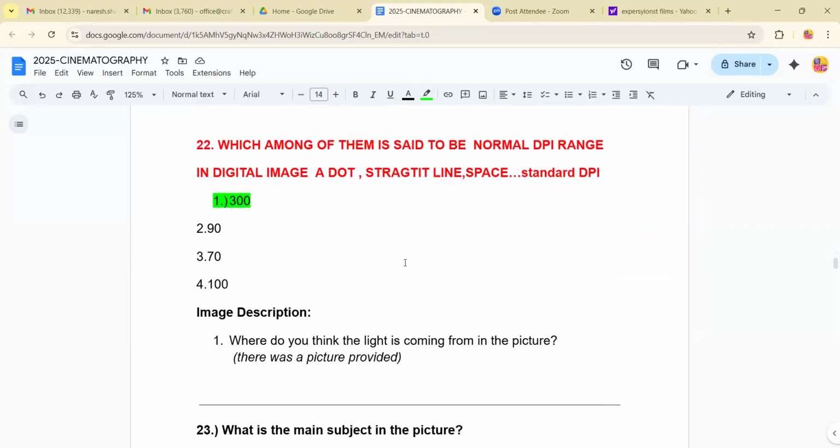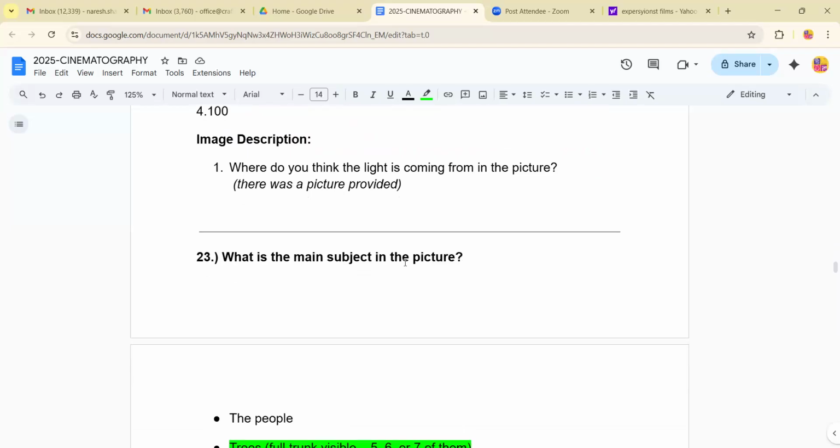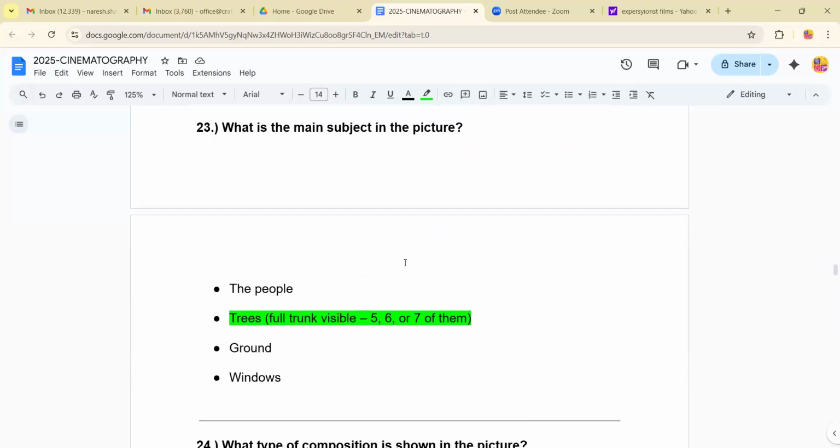Which among them is said to be the normal DPI range for a digital image? DPI stands for dots per inch. So the correct answer is 300. That's a default setting.